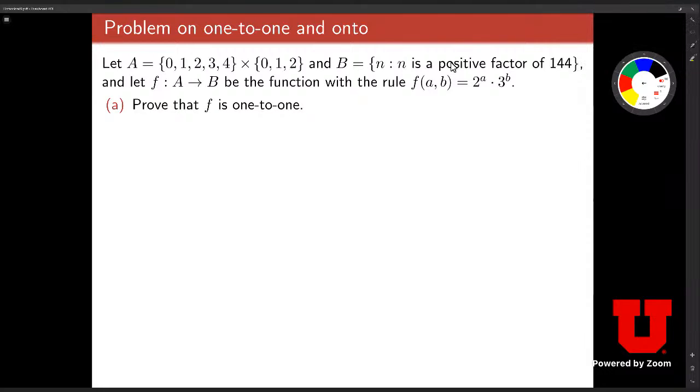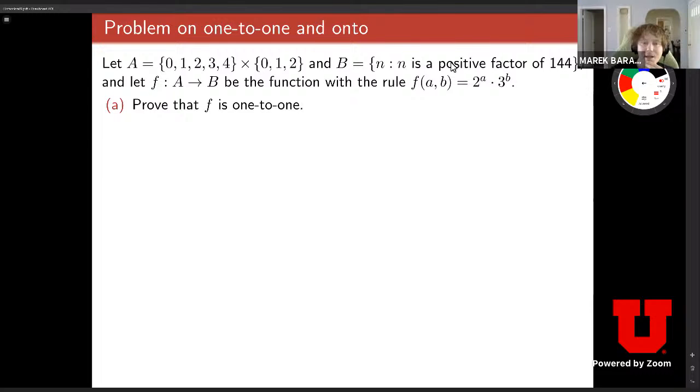Isn't it like we need to show that the domain and the codomain are the same? No.